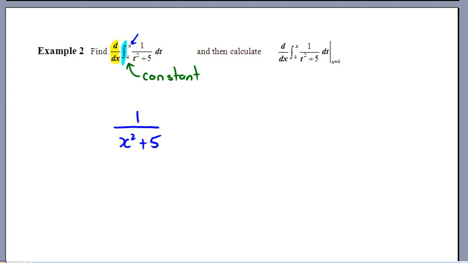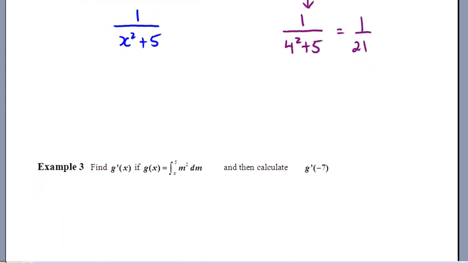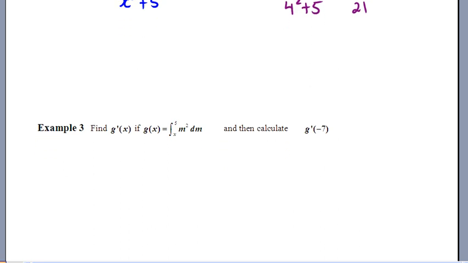And now they've got one more request. They're like, hey, now that you've done that, you wouldn't mind evaluating that answer at 4, would you? No problem. I already know what the derivative of that integral looks like. I don't mind putting 4 in. So this would just be 1 all over 4 squared plus 5, which you could leave like that, or you can say, that's 1 over 21. Okay, they're literally that quick and easy, right? As long as you've got a nice constant down there in the bottom.